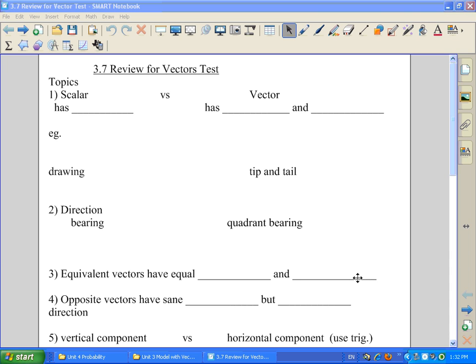And welcome to lesson 3.7, review for the vectors test. Here are the topics that we covered in this class, and again, this should be review. If you need any help with this, please let me know.